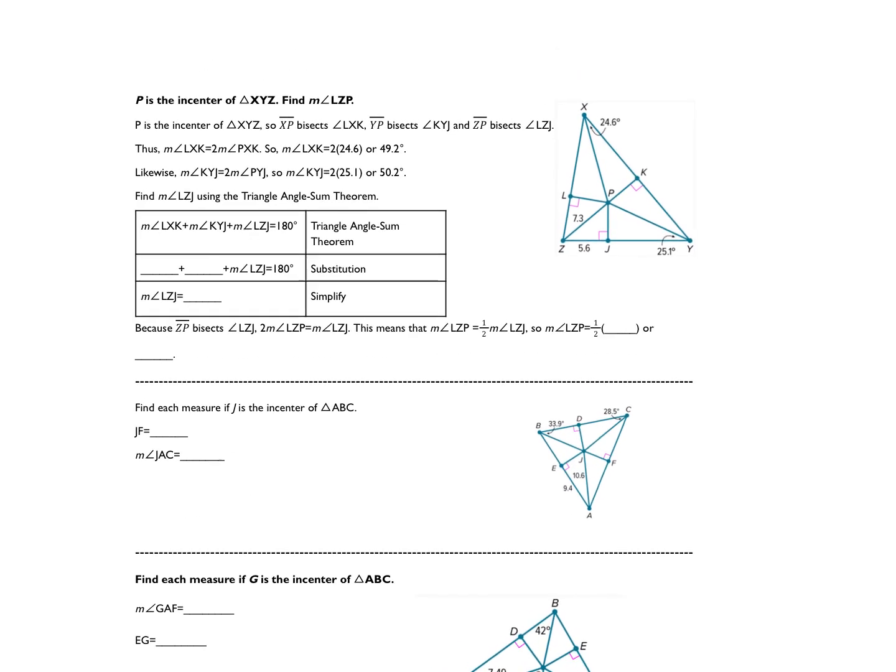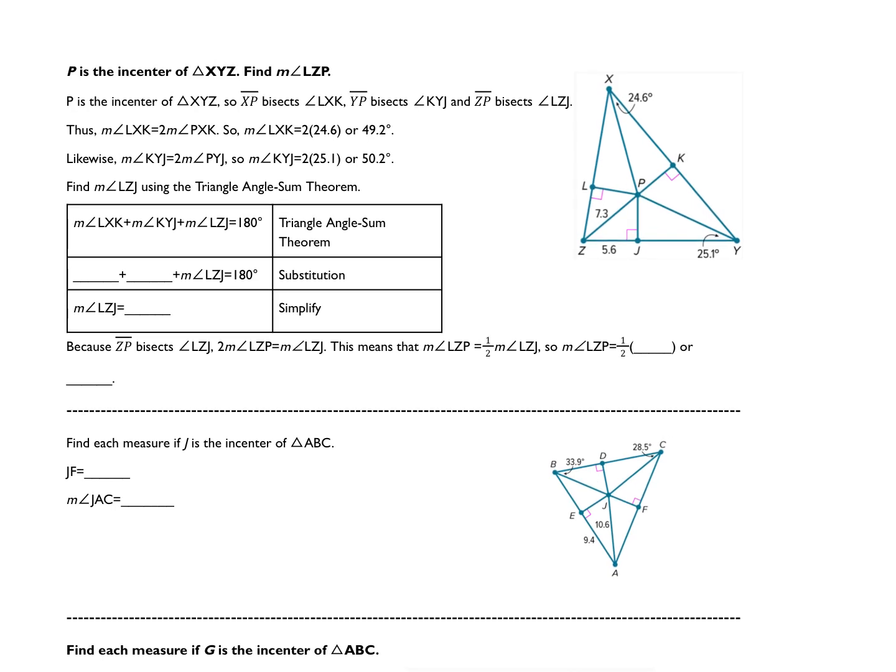Since P is the incenter of XYZ here, we are told that, so we can assume that is true. That means that segment XP bisects angle LXK, segment YP bisects angle KYJ, and segment ZP bisects angle LZJ. So the measure of LXK is equal to 2 times the measure of PXK. So the measure of LXK is equal to 2 times 24.6, or in other words, 49.2.